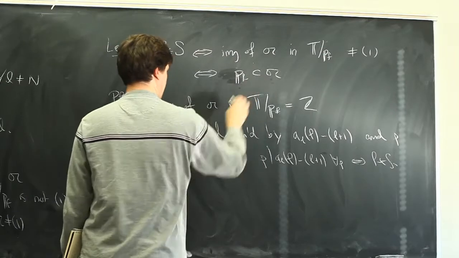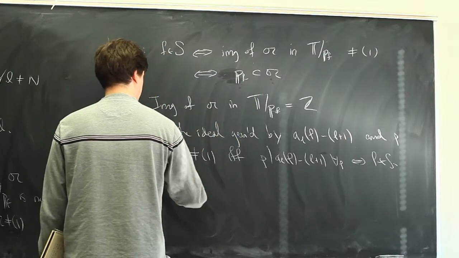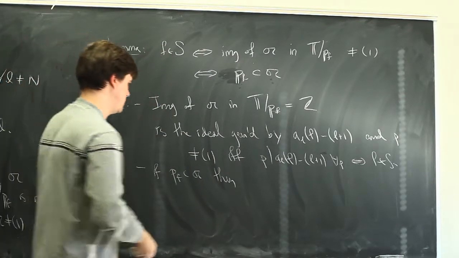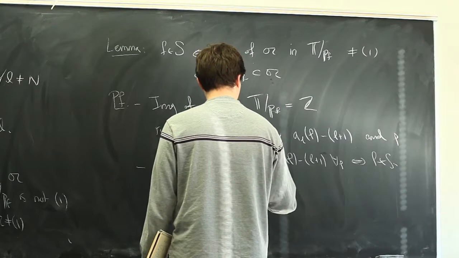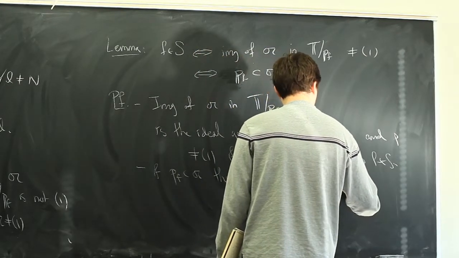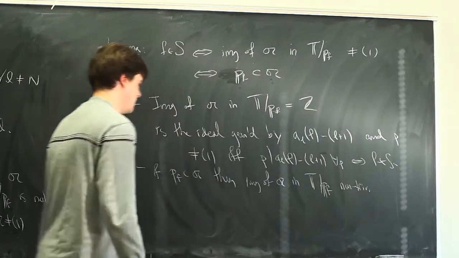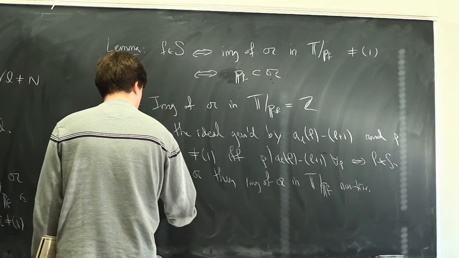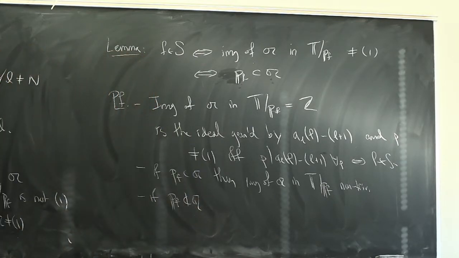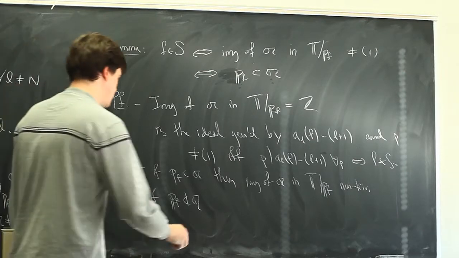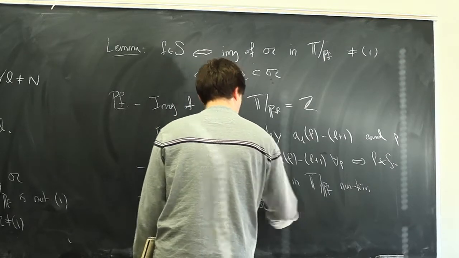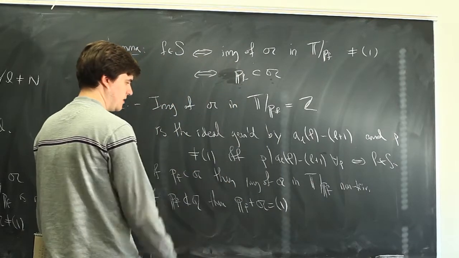So if you have a containment, then of course the image of A is going to be non-trivial. And for the converse, if p is not contained in A, well, we know that A is a maximal ideal. So if you don't have a containment, then the sum is the unit ideal. And so that implies that the image of A in the quotient is the unit ideal.